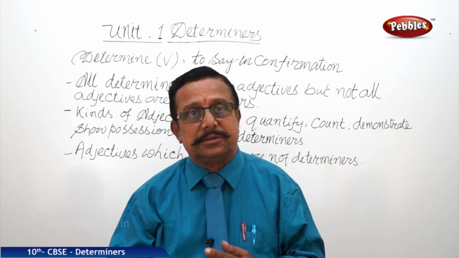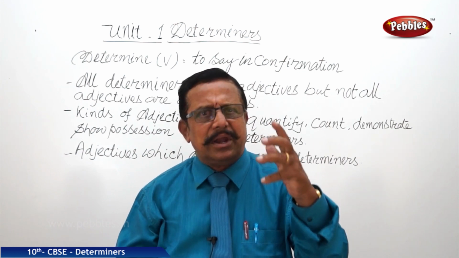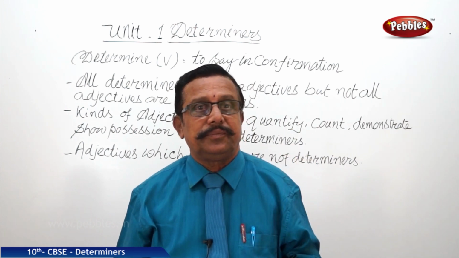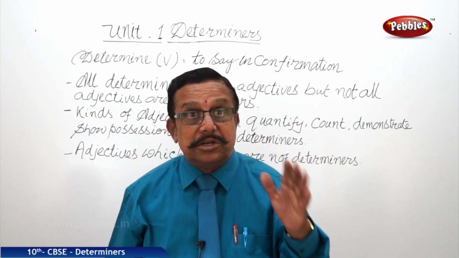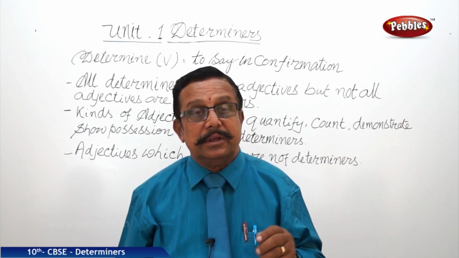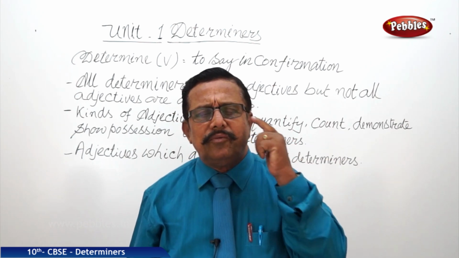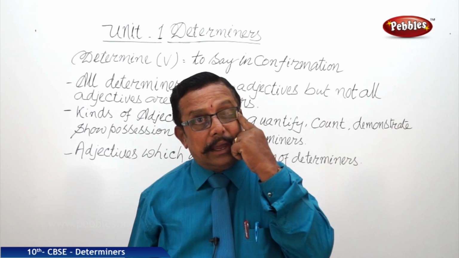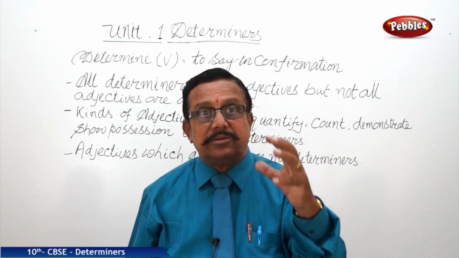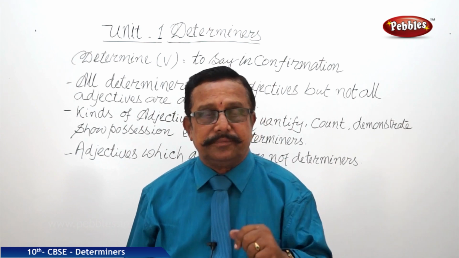Now, determiners in the English language, and not only English, in every language, there are certain determiners. And these determiners say something about the noun. In classes 3, 4, 5, we have learned that if a word says something about the noun, it is called an adjective.